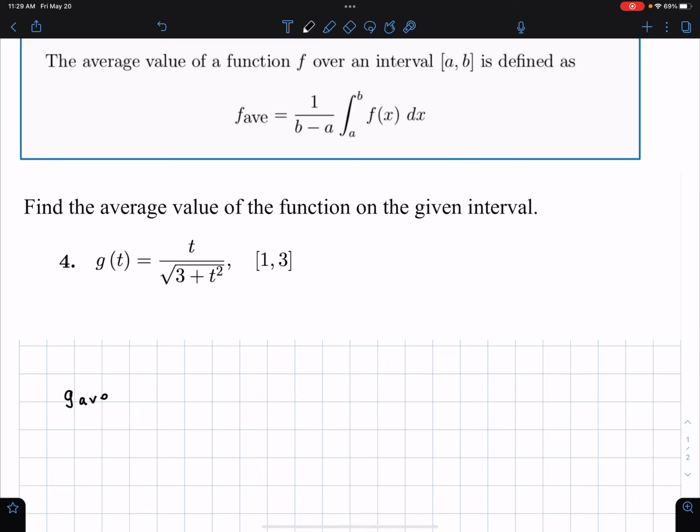So g average is 1 over b minus a. I'll make it clear that a is equal to 1 and b is equal to 3. So we'll have b minus a as 3 minus 1, and then the integral from 1 to 3 of t divided by the square root of 3 plus t squared dt.